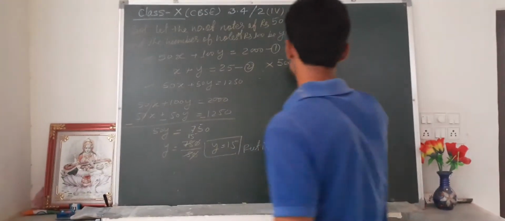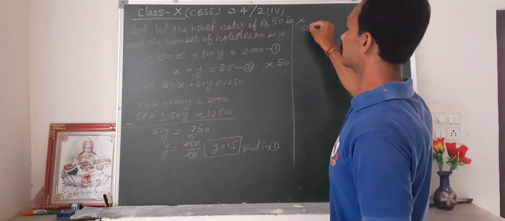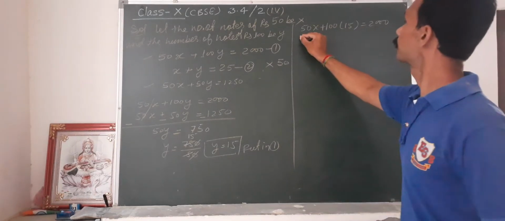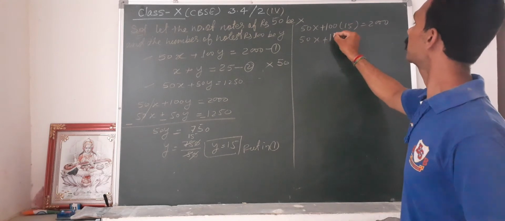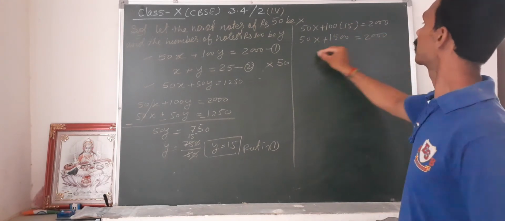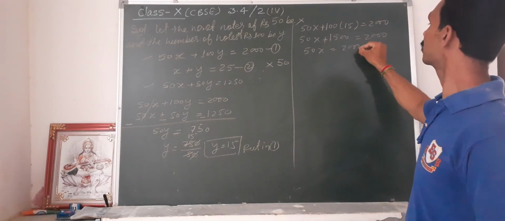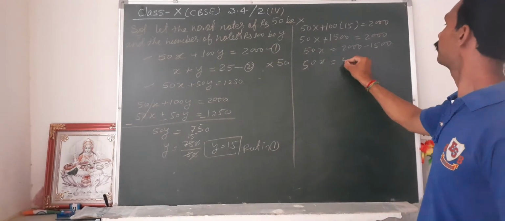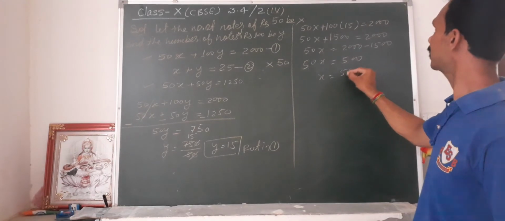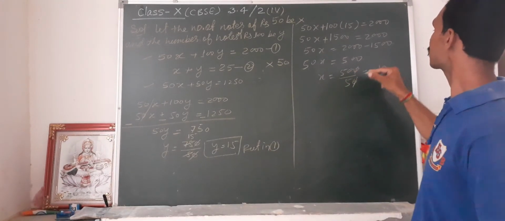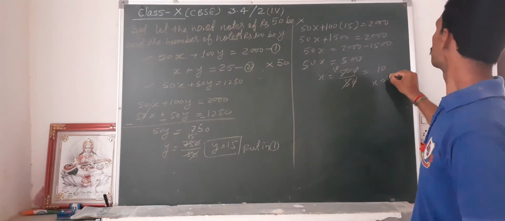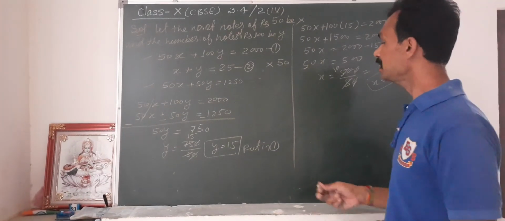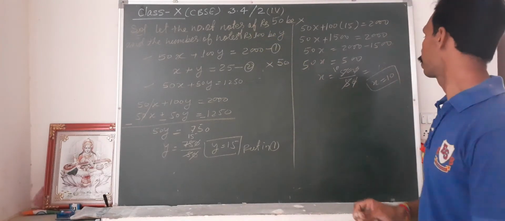Now put y in equation 1. So 50x plus 100 into y equals 2000. So 50x plus 15 into 100, that is 1500, equals 2000. Then 50x equals 2000 minus 1500, so 50x equals 500. So x equals 500 divided by 50, which is 10. So x equals 10. x means the number of 50 rupee notes, and y means 15, the number of 100 rupee notes. So this is your answer.